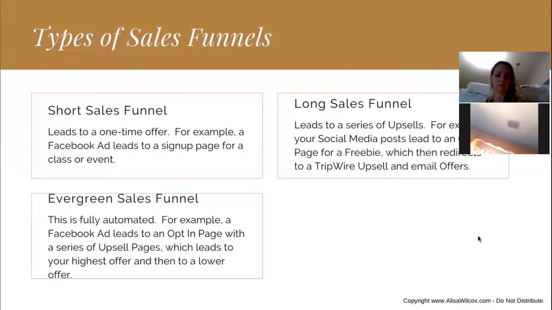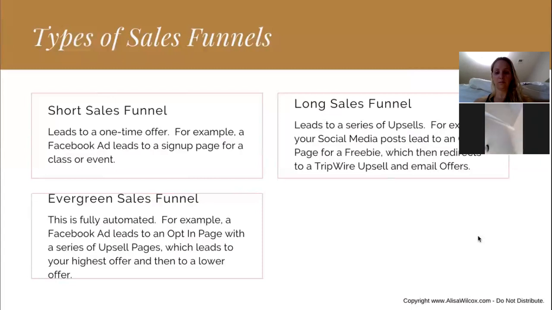This funnel is fully automated. For example, you have maybe a Facebook ad that leads to an opt-in page, which you'll be creating this week, with a series of upsell pages. So this also will lead to your higher offer, and then if you don't engage there, it can also lead to a lower offer, like a tripwire or something else. So an evergreen sales funnel typically has several stages, and it's all completely automated.